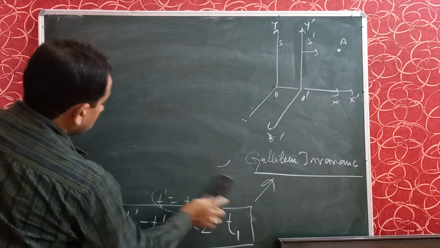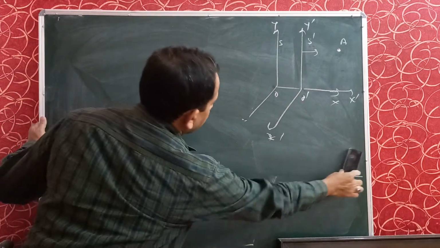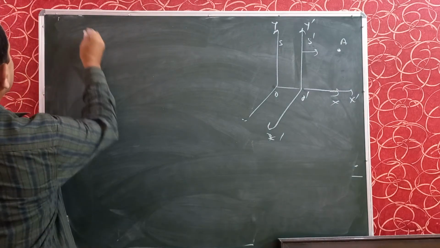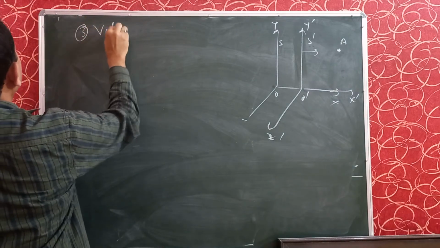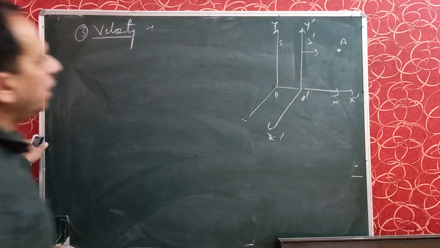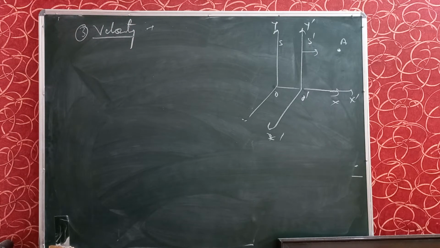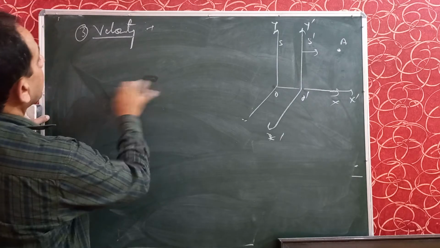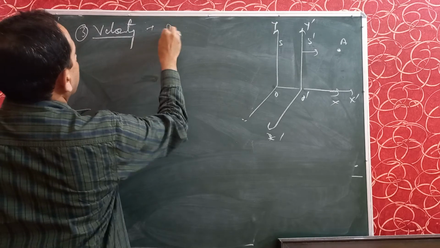Next, third one. Third one is the velocity. What is velocity? You know that the rate of change of displacement is called velocity. So we will use the concept of derivative.